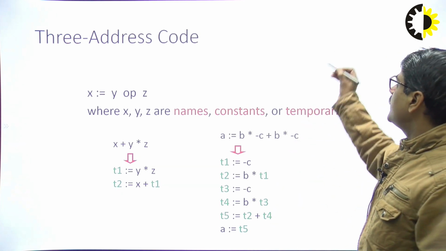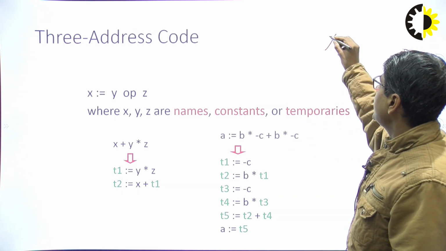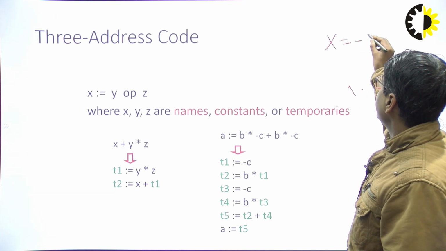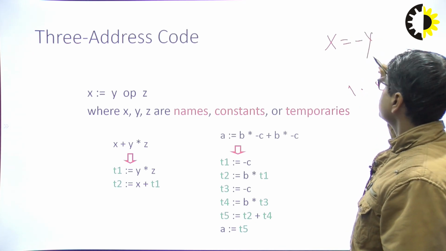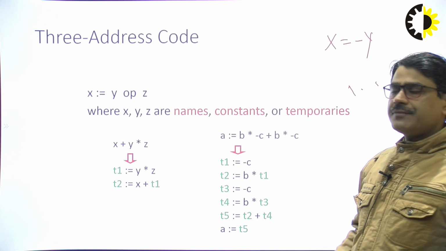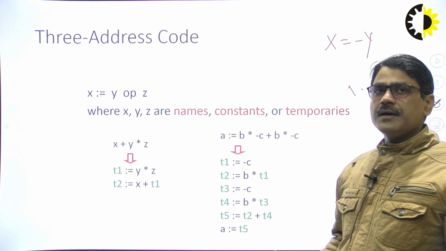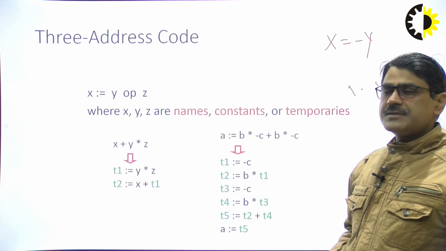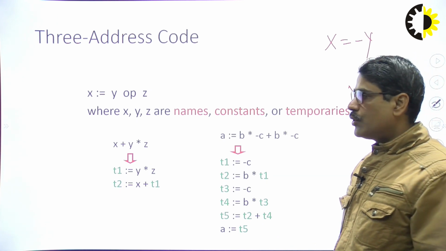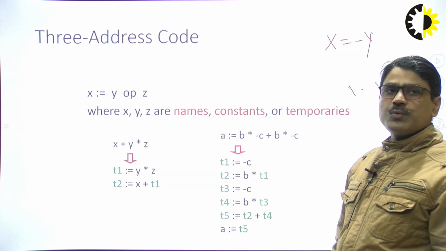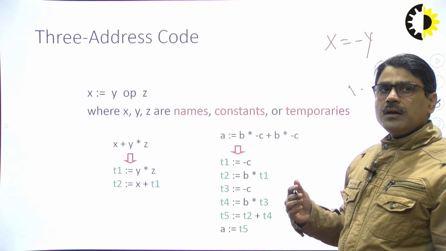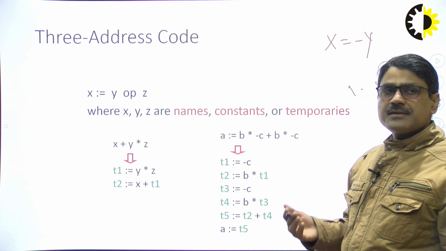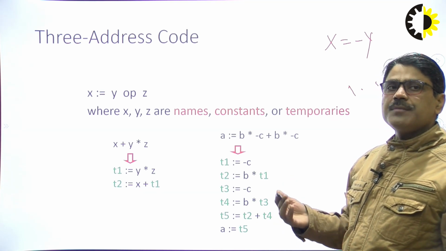If we are talking about x equals minus y, this is also a kind of three address code. It is basically a unary operation. So x, y, z are basically names, constants or temporaries.